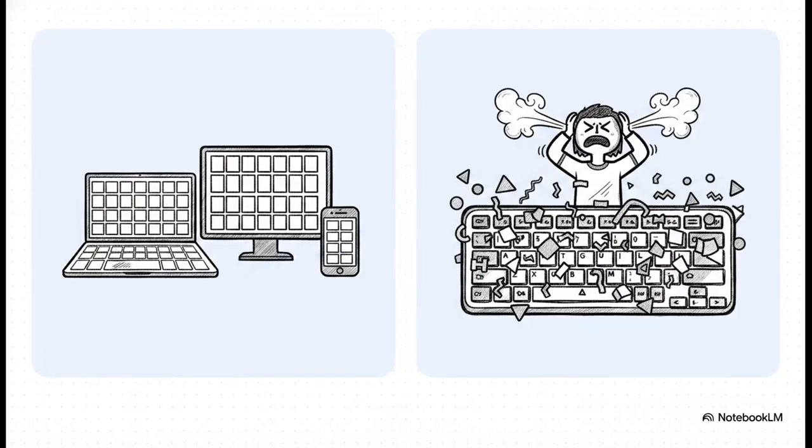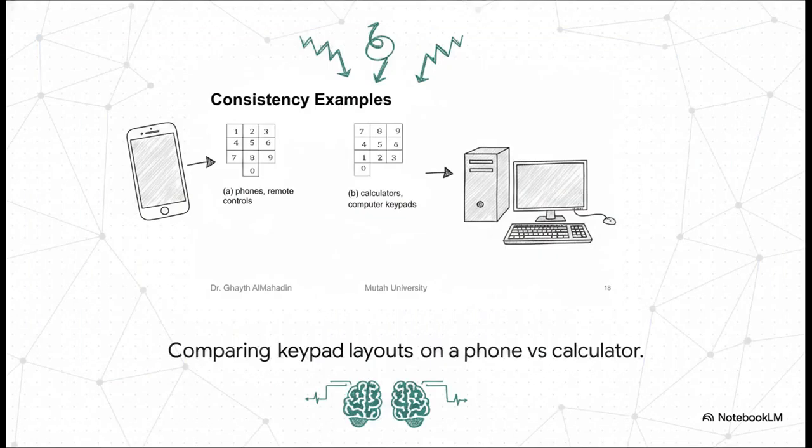Think about the classic QWERTY keyboard. It's the ultimate example of consistency across the globe. You can sit down at a laptop, a desktop, or pick up a smartphone, and you know exactly where the letters are. Imagine the sheer frustration and loss of productivity if every device you owned featured completely randomly placed keys. No thank you.